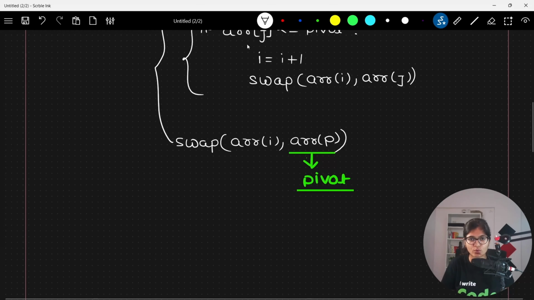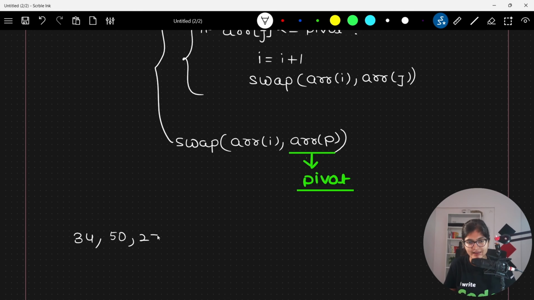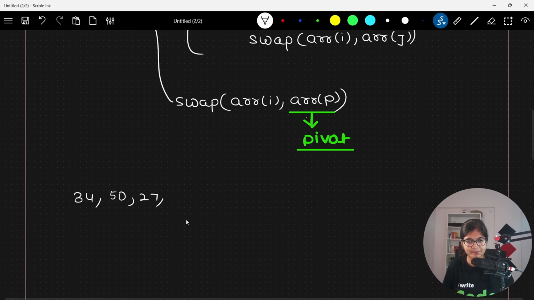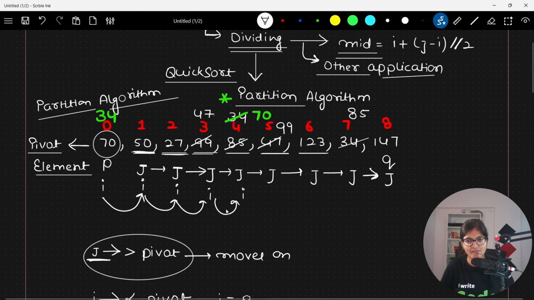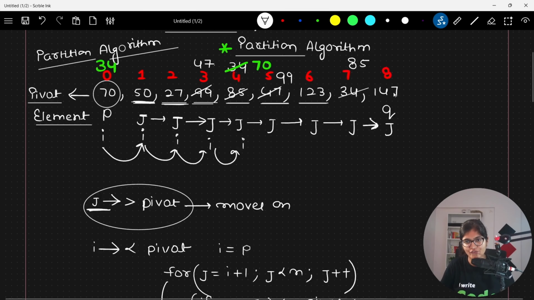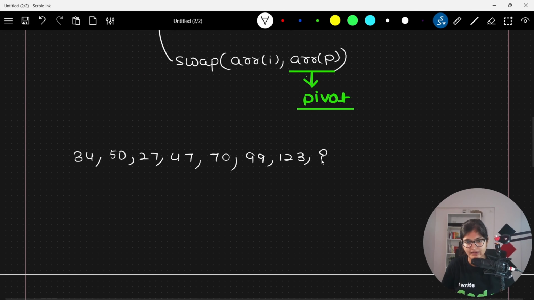It will look like 34, followed by 50, 27, then we have 47, then 70, then 99, then 123, then 85, and after that we have 147. So this is the data that I will get as the final result.